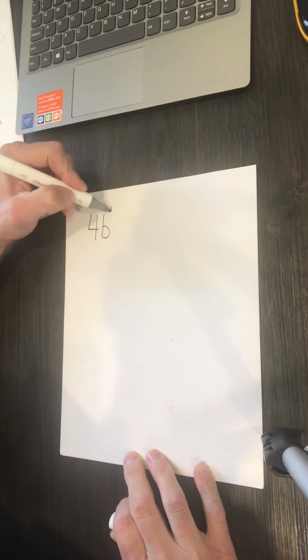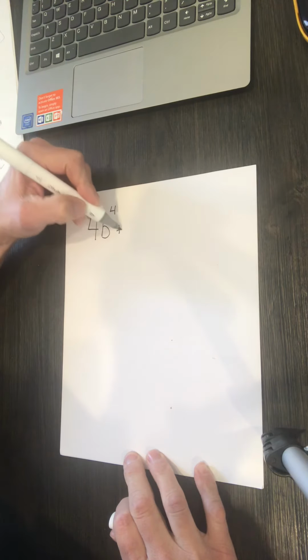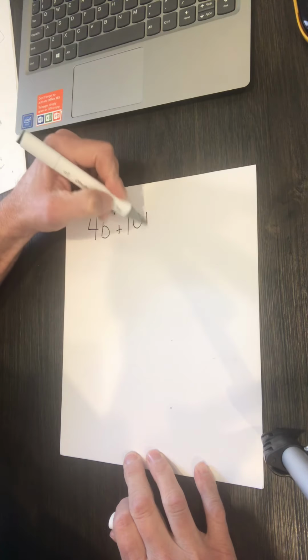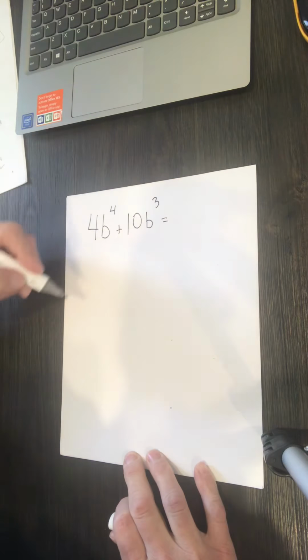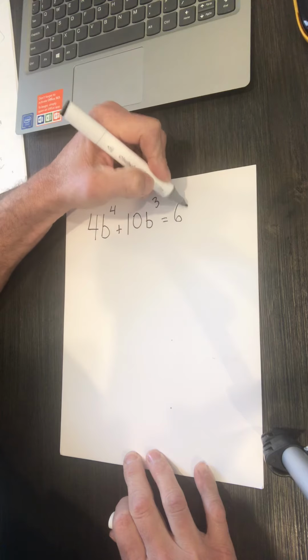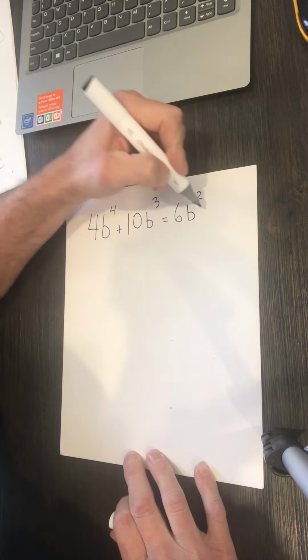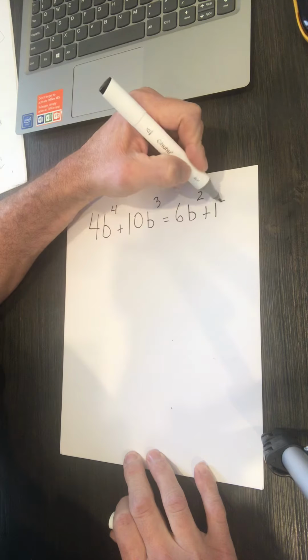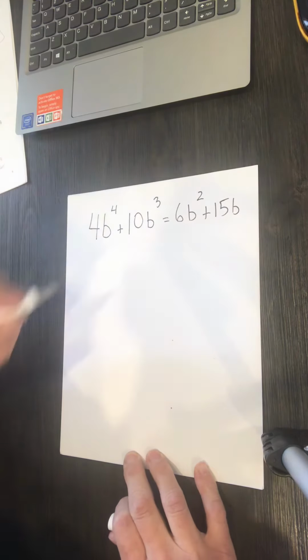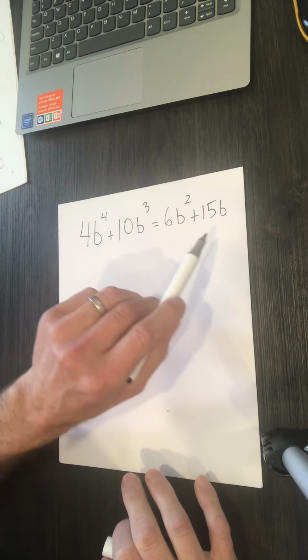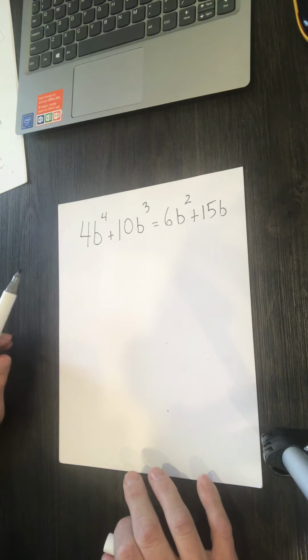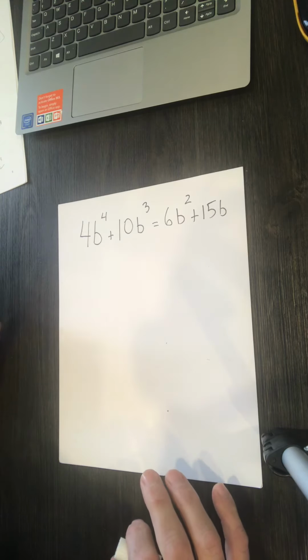4b to the fourth power plus 10b to the third power equals 6b to the second power plus 15b. Now, on the exam, many of us divided the entire equation by a common factor of, say, b.